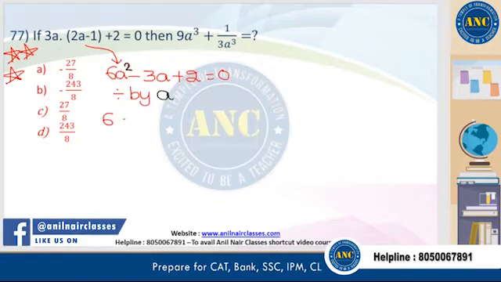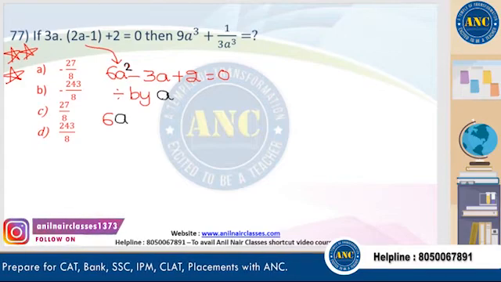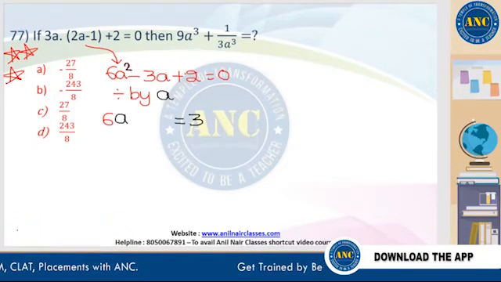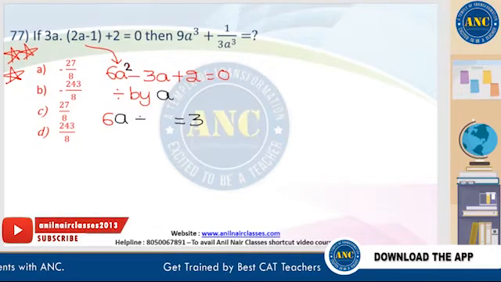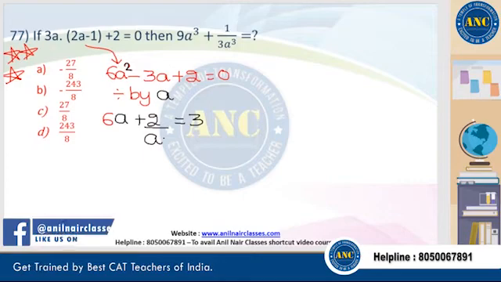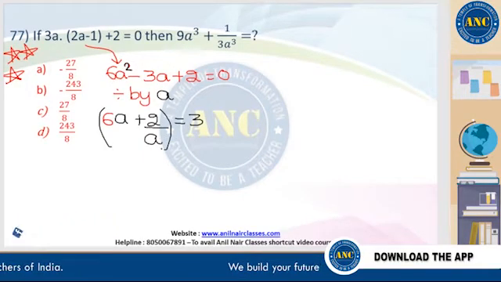6a square by a, it is 6a. Minus 3a by a, it is minus 3. I will shift that minus 3 to the right hand side, it becomes plus 3. 2 by a, I will keep it as it is. It is 2 by a on the left hand side itself. Now this is what I have. 6a plus 2 by a is equal to 3.